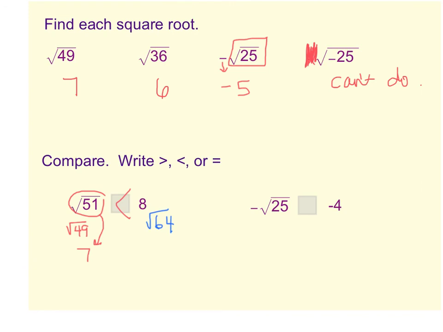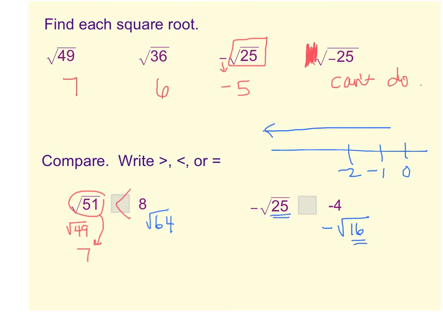On this last one, a negative 4, I could think of that as a negative square root of 16, because the square root of 16 equals 4. Now, because they're negative, you want to remember on a number line, here's 0, all these negative numbers over here, they get smaller the further away you get. So even though 25 right here is bigger than 16, because they're negative, it's actually going to be smaller. So a negative square root of 25 will be less than a negative square root of 16.